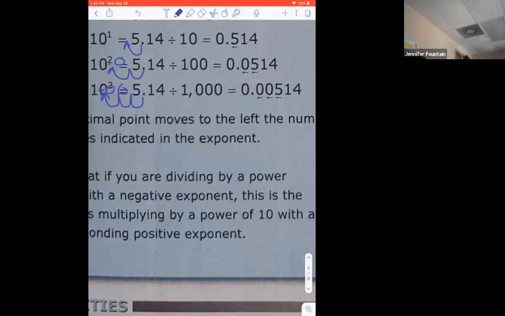Multiply, move it to the right; divide, move to the left; or if I multiply by a negative exponent, that is the same as dividing by a positive exponent, okay?